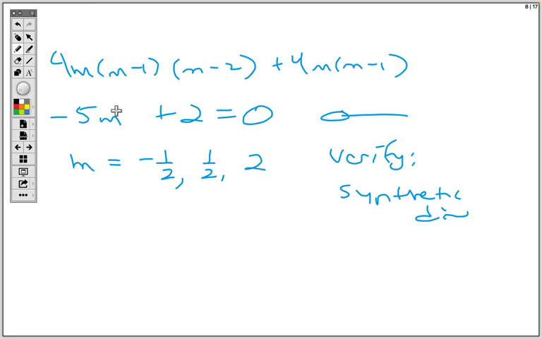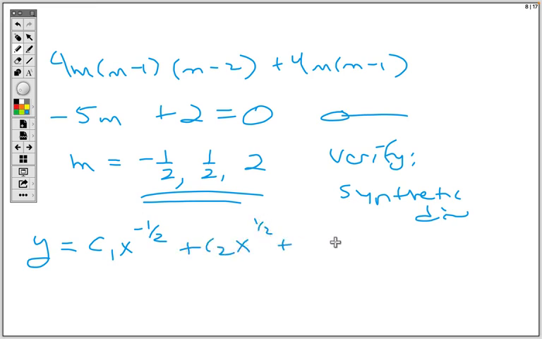Right. Now what's nice about these numbers for us is that they're all different. So they all correspond to different powers of x. And different powers of x we know are linearly independent. So there's that. So remember, these m's go on there, your powers of x's. So we can identify y1 is x to the minus 1/2.